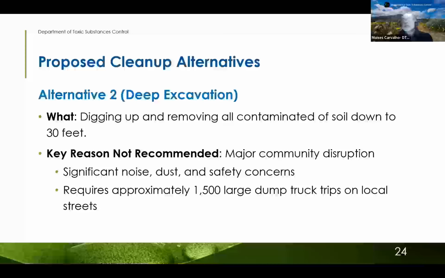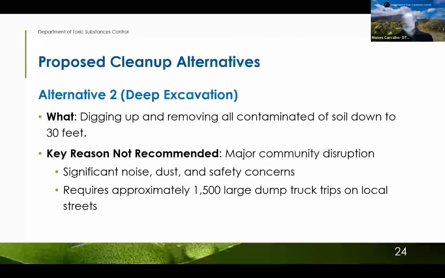We estimate that it would require about 15,000 cubic yards of soil, needing approximately 1,500 dump truck trips through your streets. This would create prolonged noise, dust, and traffic safety issues because of this high level of disruption in a residential area.